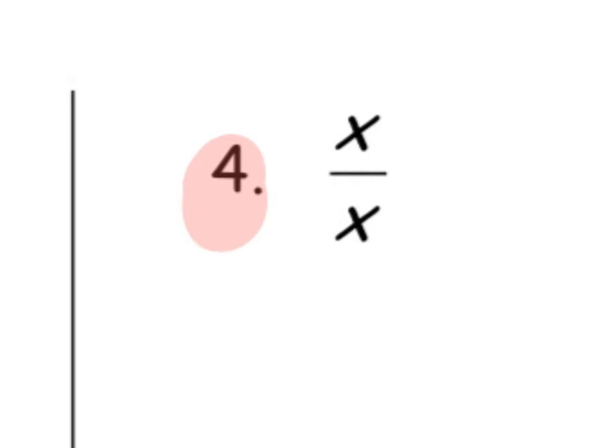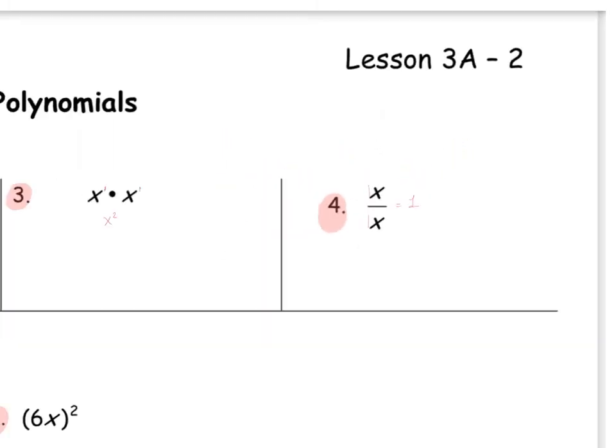For the fourth one, I have x divided by x. This is something I also showed you guys yesterday. If you have the same number on top and bottom, meaning numerator and denominator, it's going to cancel and leave you with 1. So here, if I have 1x divided by 1x, that gives me 1. And that's just a little review.